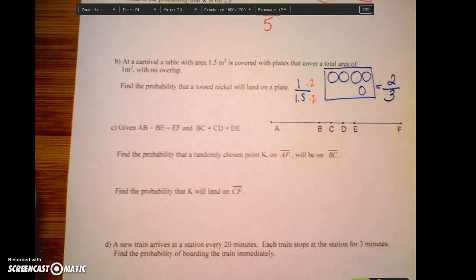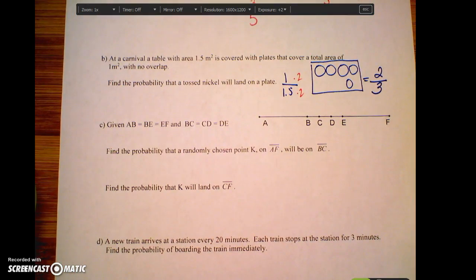Okay, in the next example, take a second, stop the video, read the information, and see what you come up with.